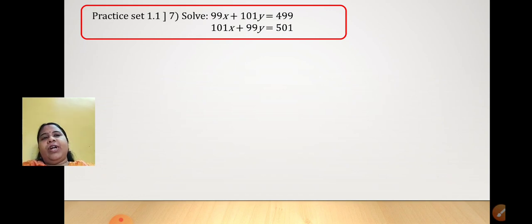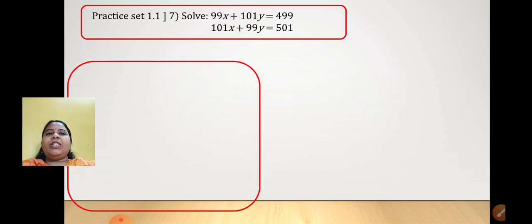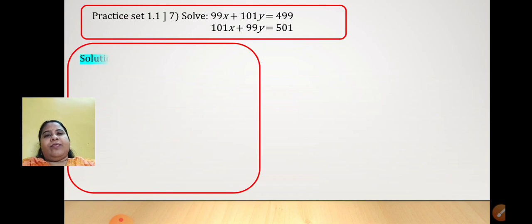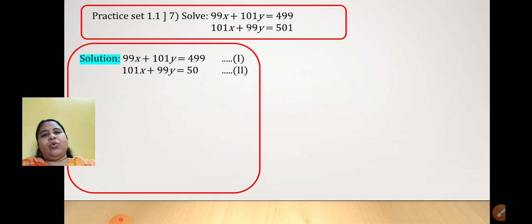101x plus 99y is equal to 501. Now as it is clear from the question, see the coefficients 99 and 99, 101 and 101. So what we need to do is ASA. Take these two equations and number them as equation 1 and equation 2. This is very important: numbering it and systematically solving it in the exam.